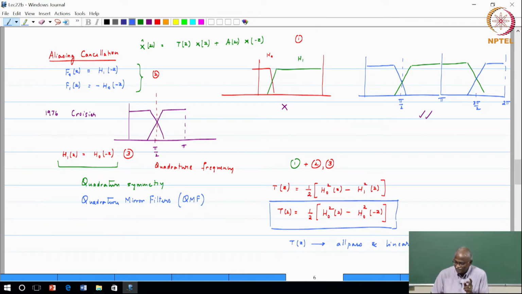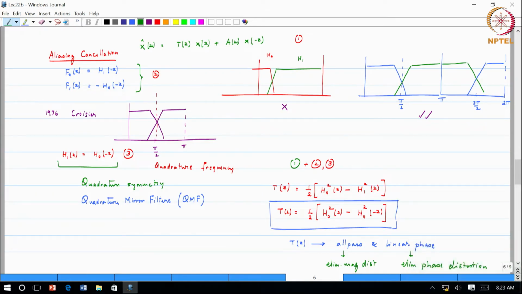All pass and linear phase is a contradiction, you cannot satisfy both of those except for trivial cases. If you take a delay, it would satisfy, right. But why would I want all pass? Because I want to eliminate magnitude distortion, and the linear phase is to eliminate phase distortion. So that is what we want, and again it has given us an expression, but really has not told us how to solve this problem. So this is where we are.